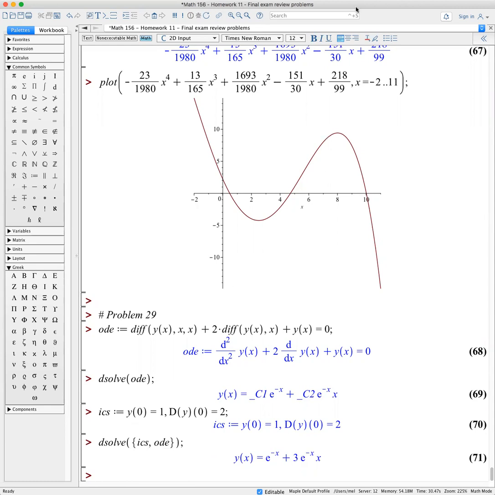That is the entire homework number 11. So we are done. Let me just save it, and I will post it. Okay, that's it.